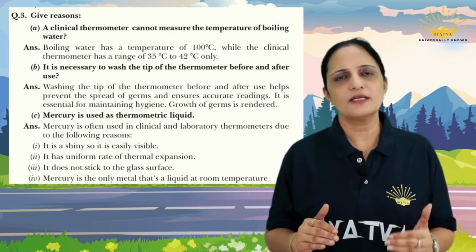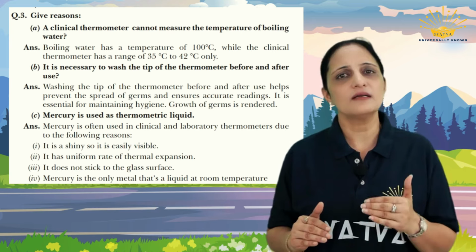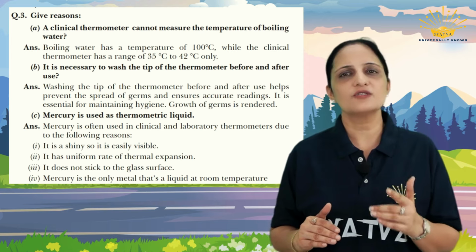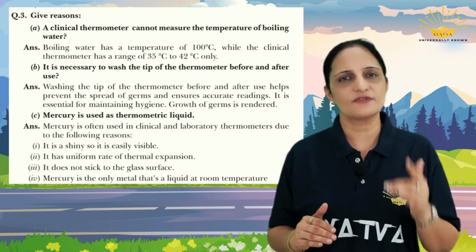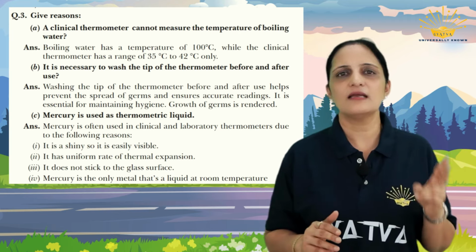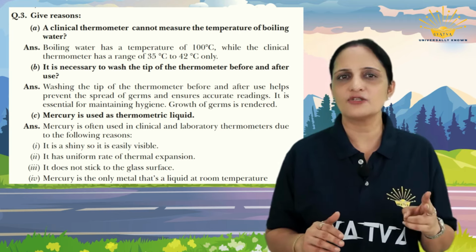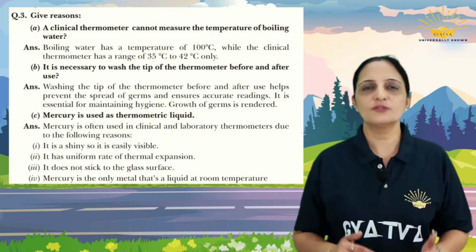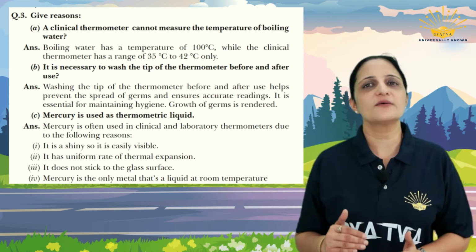C part, mercury is used as a thermometer liquid because of the properties of mercury. It is often used in clinical and laboratory thermometers. First point, because it is shiny, so it is easily visible. Second, it has uniform rate of thermal expansion. Third, it does not stick to the glass surface. Fourth point, mercury is the only metal that is liquid at room temperature.